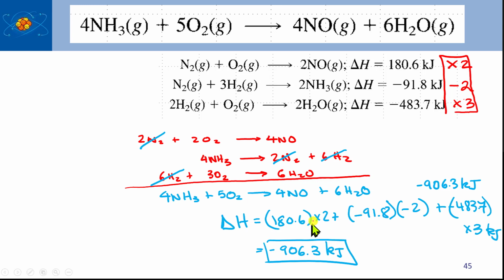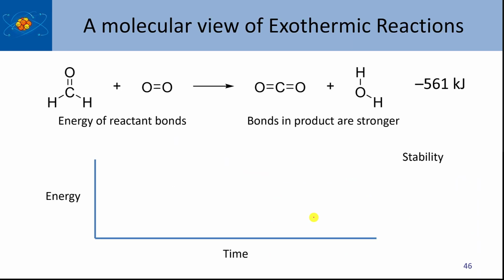All right. So I wanted to give you just a real quick molecular view of an exothermic reaction. And then we'll be sort of done with this section, okay? So this is sort of a tag-on thing. This is the reaction between formaldehyde and oxygen to form CO2 and water. And it produces minus 561 kilojoules per mole. Now, this reaction turns out to be exothermic.